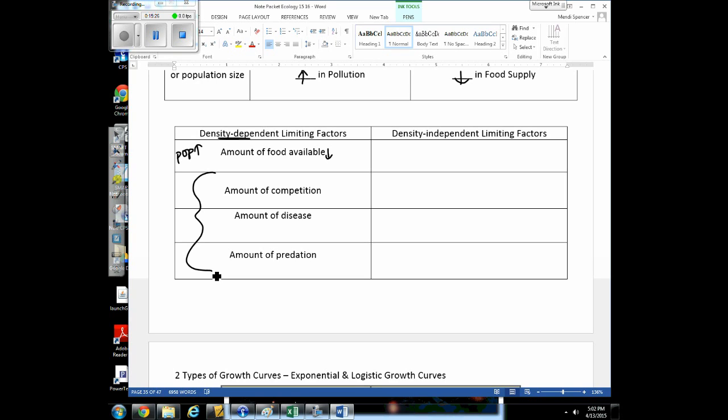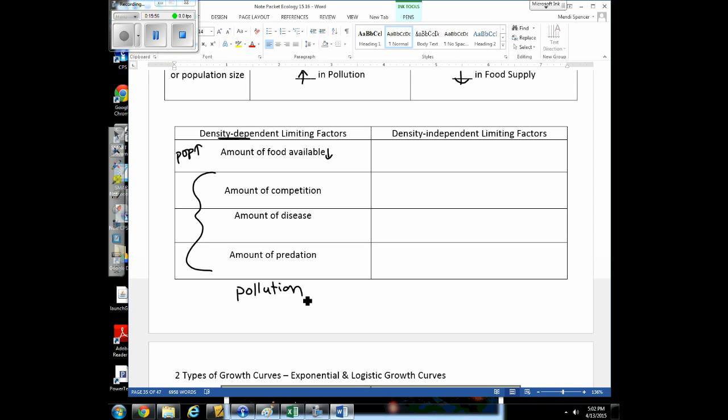Now, just because I've listed biotic limiting factors here doesn't mean that biotic factors are always considered density dependent, and we just don't have abiotic factors listed as density independent. A good example is pollution. As the population goes up, the levels of pollution also go up. That's actually an example of an abiotic limiting factor that is considered density dependent.